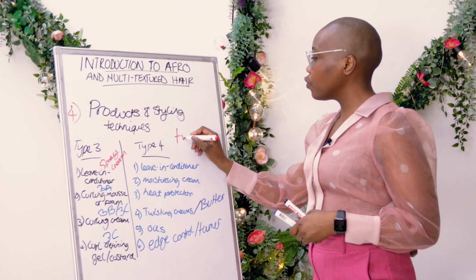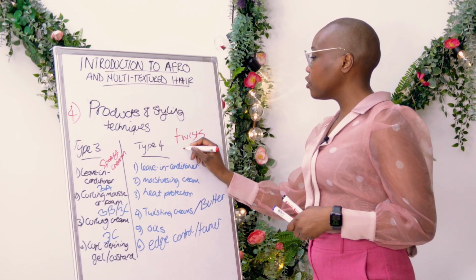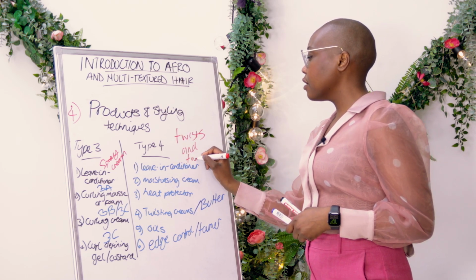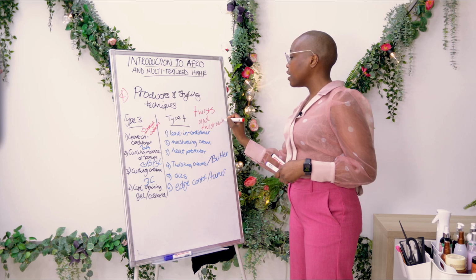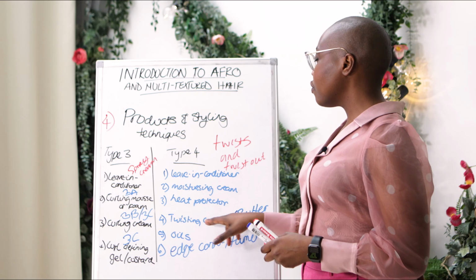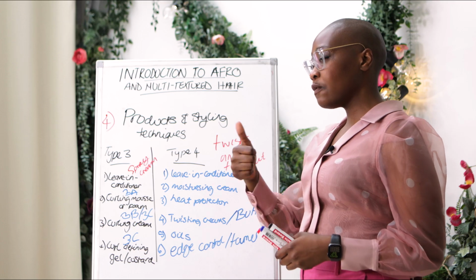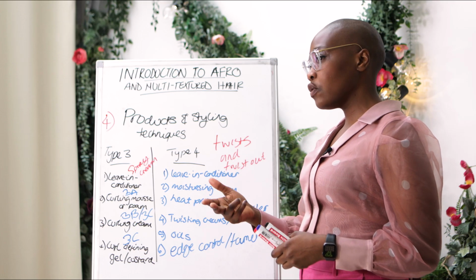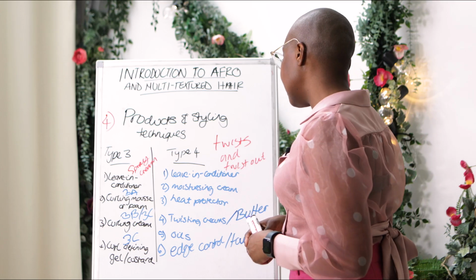If it says twist and twist out styling, okay? This is how you know that's the type of product you want to use. If it says twist and twist out styling, you know that you're going to use it for your twisting, whether it's for bantu knots, flat twisting, or single twisting, or even the braid out technique as well.